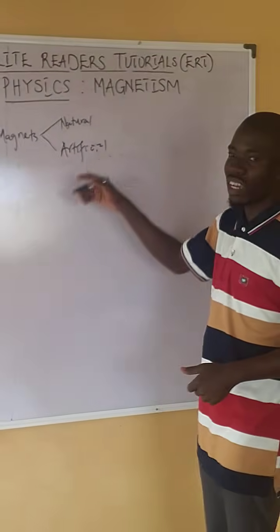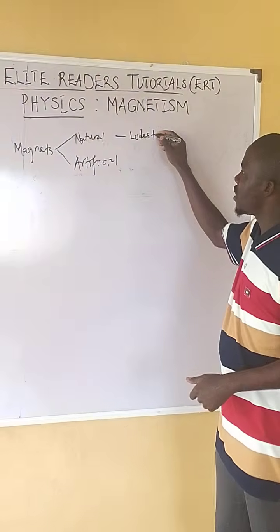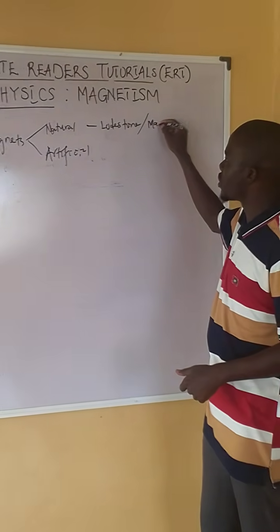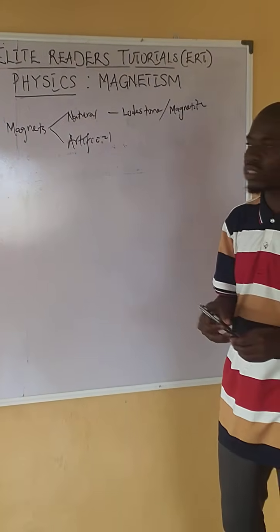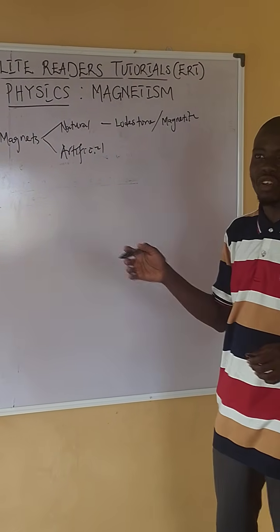An example of a natural magnet is lodestone. This lodestone is also known as magnetite. Magnetite is an ore of iron. So this is a natural magnet, lodestone or magnetite. This is an ore of iron.